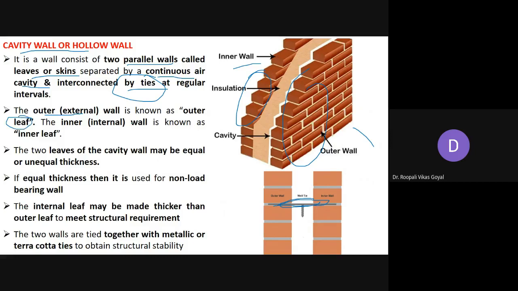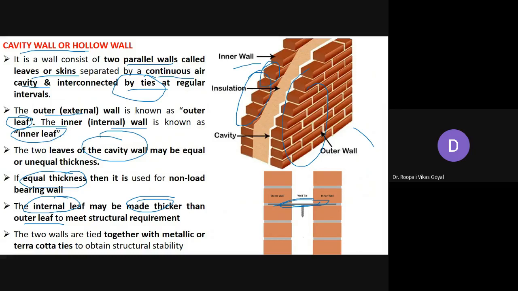and the inner wall is called the inner leaf. The one that is on the inside will be the inner leaf, and the one on the outside will be the outer leaf. Both the leaves of the cavity wall may have equal thickness or unequal thickness depending upon the requirement. If equal thickness is provided, then it is generally useful for a non-load bearing wall. But the internal leaf may be made thicker than the outer leaf. If the inner wall is kept thicker than the outer, it will meet the structural requirement, so that it can be utilized for a load bearing wall also.